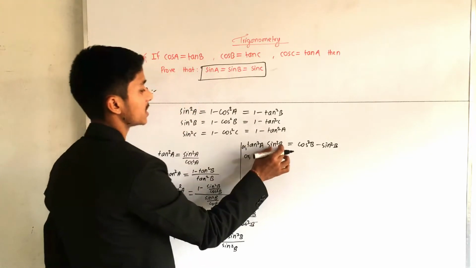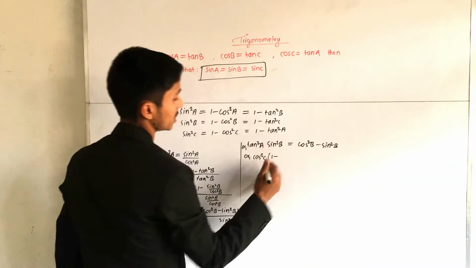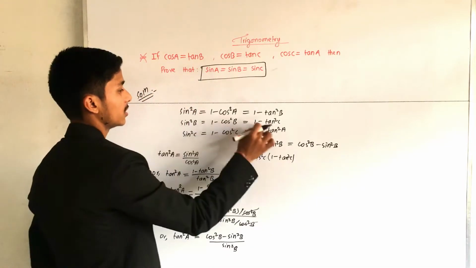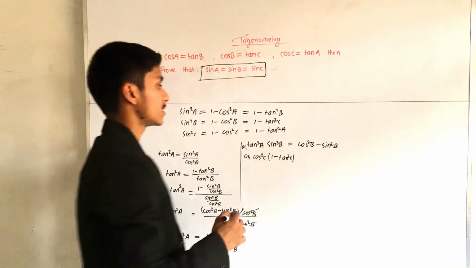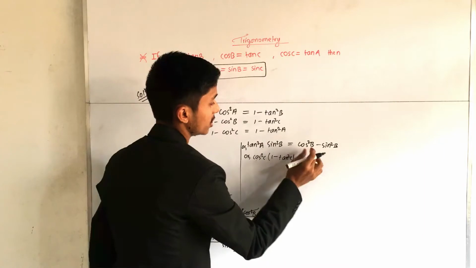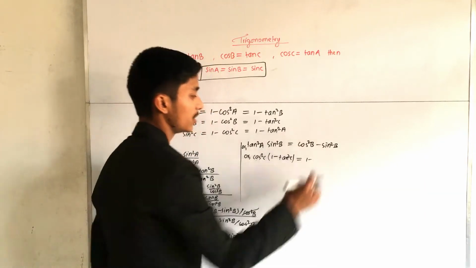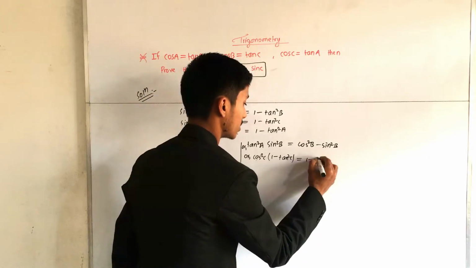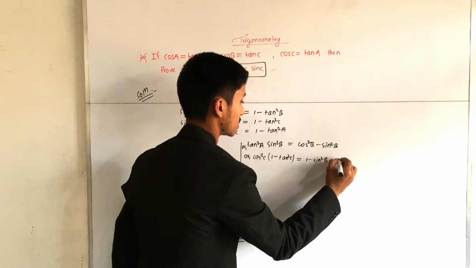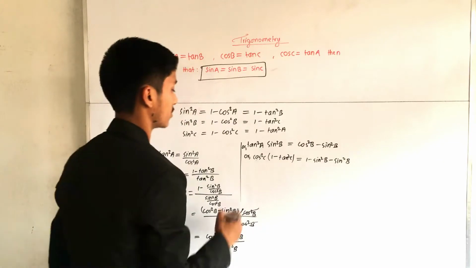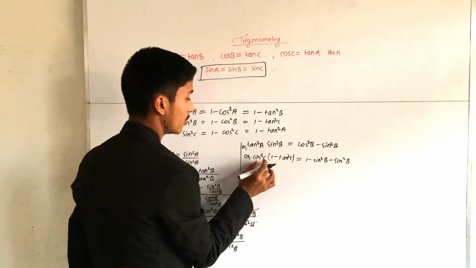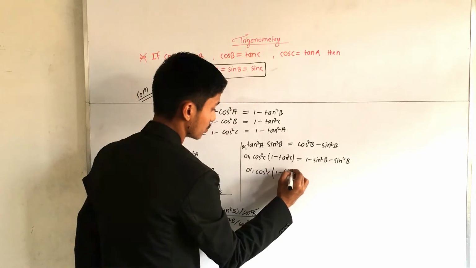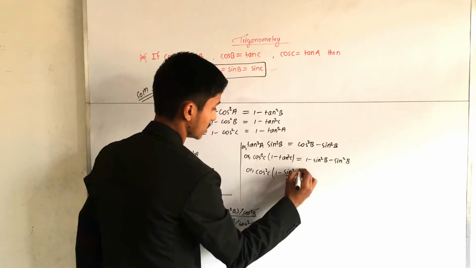And here, instead of this sin B, we can write 1 minus tan square C. Instead of this sin B we have written here, you can see, 1 minus tan square C. And here, the formula of cos square B is 1 minus sin square B. So we can write here 1 minus sin square B minus sin square B. This is remaining. And here we can do cos square C times 1 minus sin square C by cos square C.